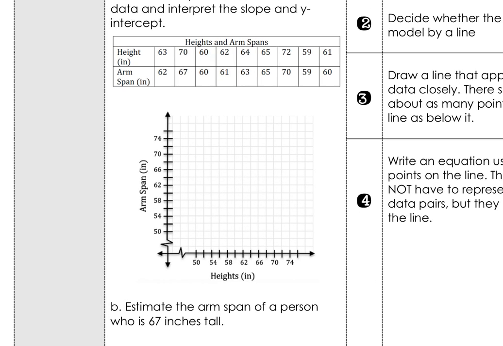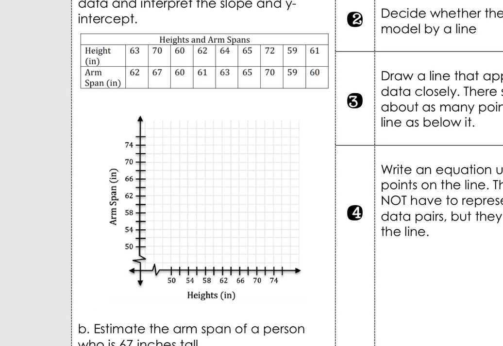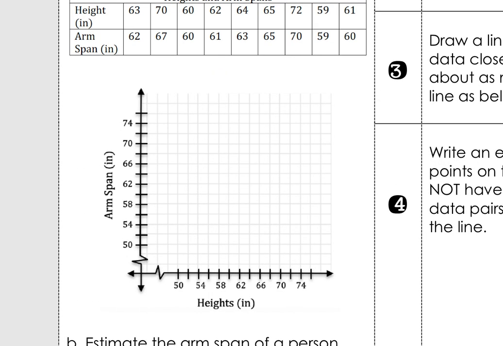So let's see, 63, 62. Both axes are numbered by 2s. So if I have 63, that's going to be right in between 62 and 64. But then I can go up and plot that at 62. And then 70, 67. So 70 is going to be right on the line, but 67 is going to be in between. So you're just estimating where that goes.